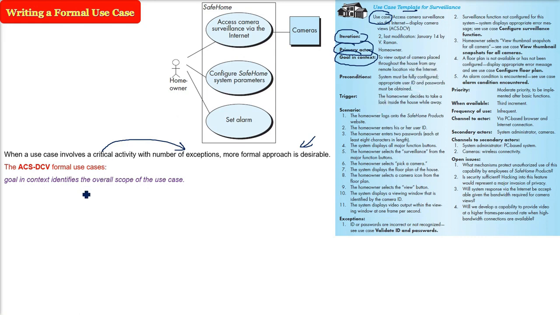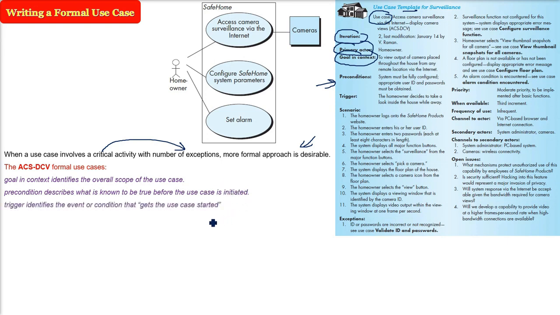Then what is the precondition? The precondition is telling what is known to be true before the use case is initiated. This has to be done so that the other things can be done. So the precondition can be system must be fully configured, and username and password, all these have to be also configured. What are the triggers?